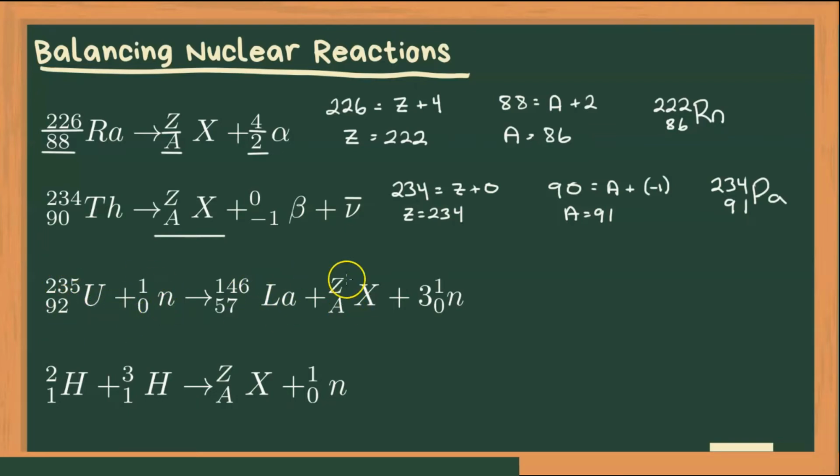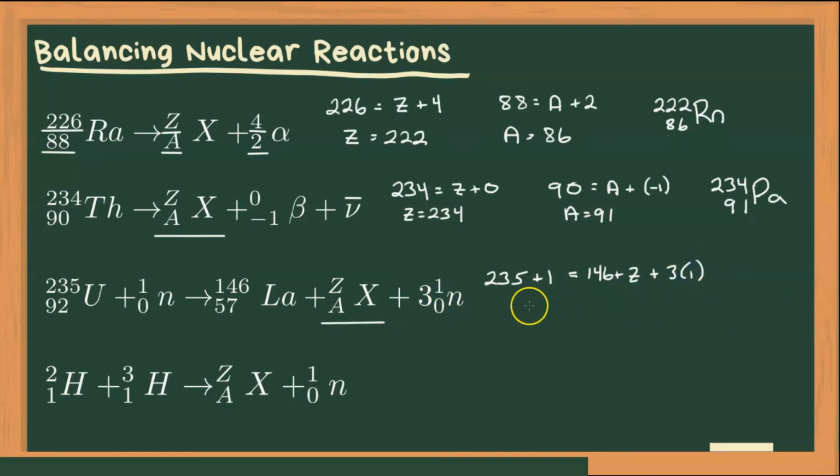Now this is a fission reaction, so we're shooting a neutron into a uranium atom, and it's splitting into 2 lighter atoms and emitting 3 other neutrons. Now what is this element right here? So let's start with conservation of nucleons. So we have 235 plus 1, so 235 plus 1 is going to equal 146 plus Z plus, and we have 3 neutrons, so plus 3 times 1.